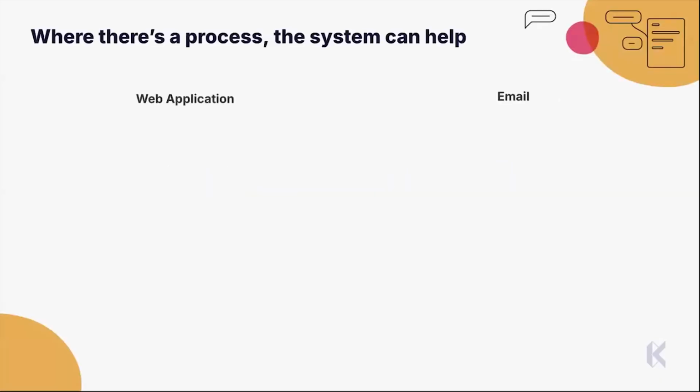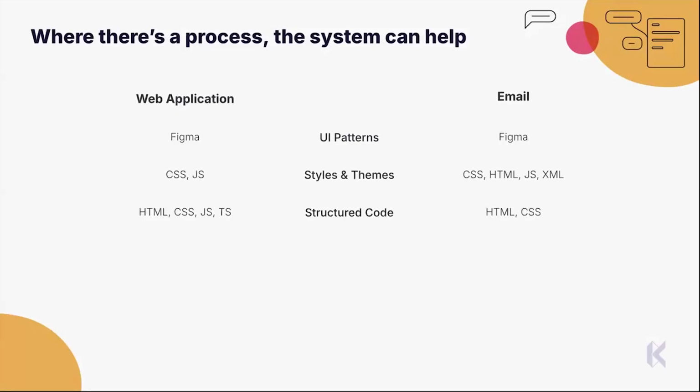But the idea that these are processes for beyond just digital production, right? A system can help a process be more efficient when you're doing it at scale and repeatedly. And there's obviously a lot of parallels between web application and email development. We've got the UI patterns pretty much always in Figma these days. We've got styles and themes and ways these things are defined in the different code implementations.